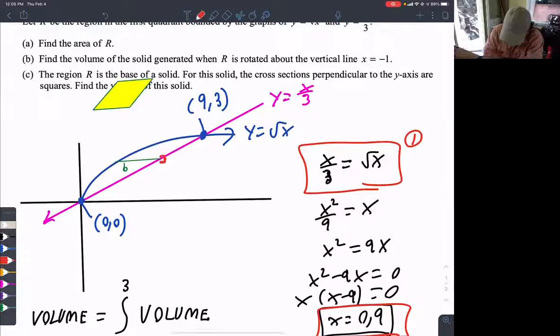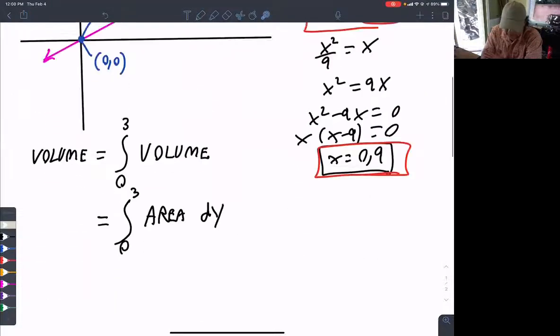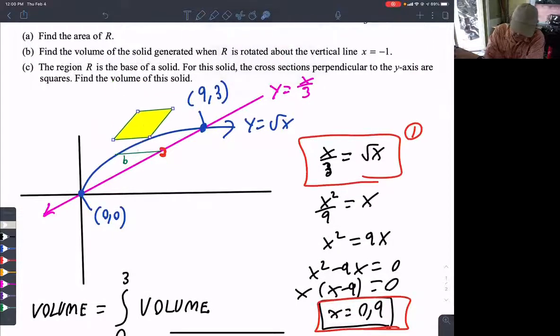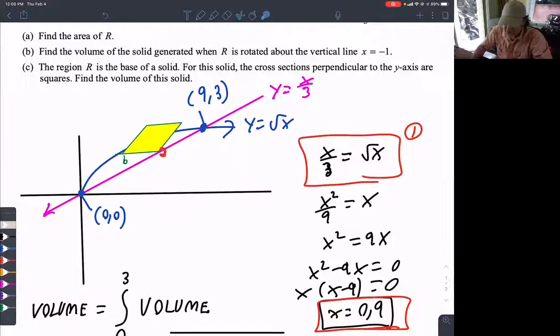Because the thickness is that up and down. And you should know as you move up and down, what changes? Y changes. So that thickness is a change in y. But what shape do we have? We are told our shape is something, a square.